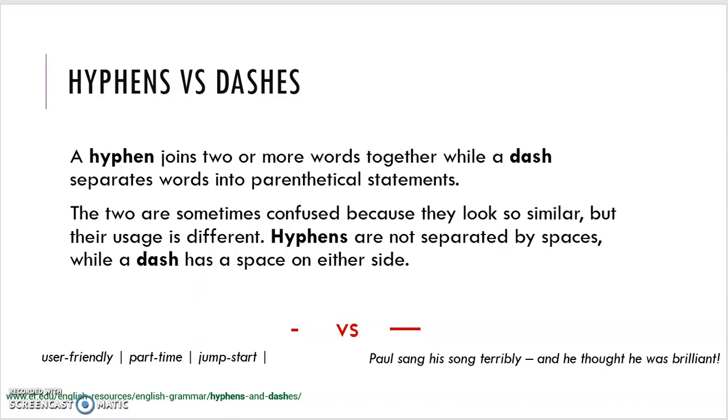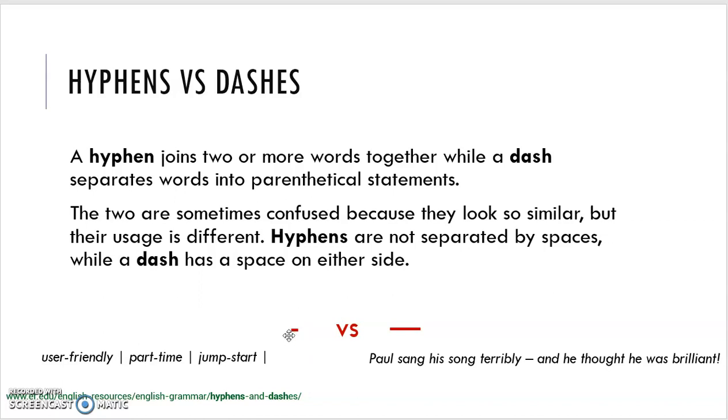So hyphens versus dashes. A hyphen joins two or more words together, while a dash separates words into parenthetical statements. So sometimes they're confused because they look so similar, but their usage is different. So hyphens are not separated by spaces, while a dash has a space on either side.